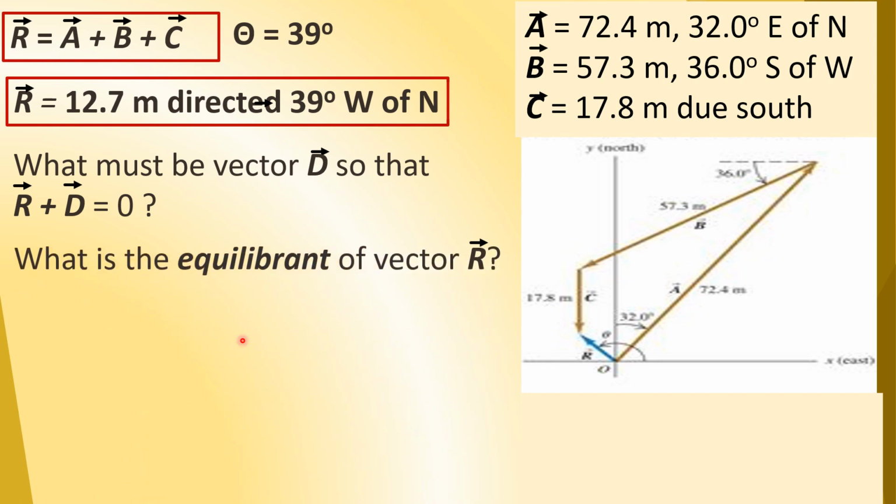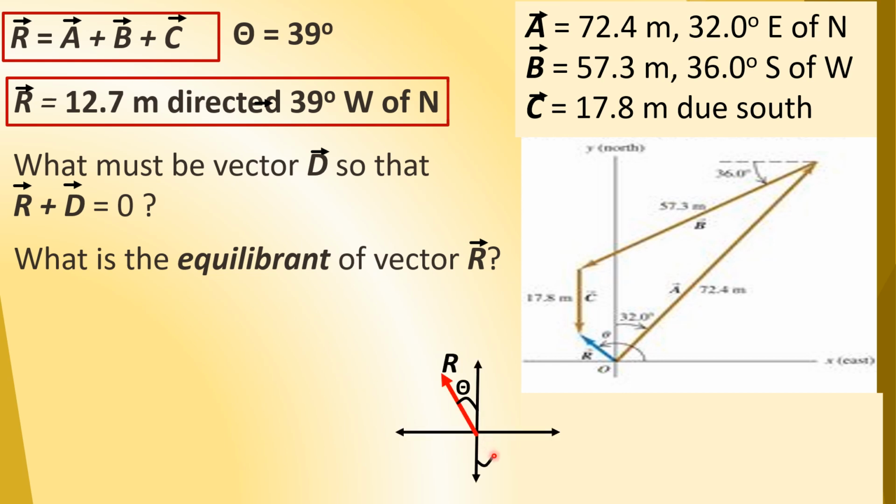In other words, we may also say, what is the equilibrant of vector R? When we say equilibrant, we are just referring to the opposite vector whose magnitude is equal to the resultant vector but opposite in direction. So we call it equilibrant. That is, if we add the resultant vector and the equilibrant vector, the answer must be equal to 0.